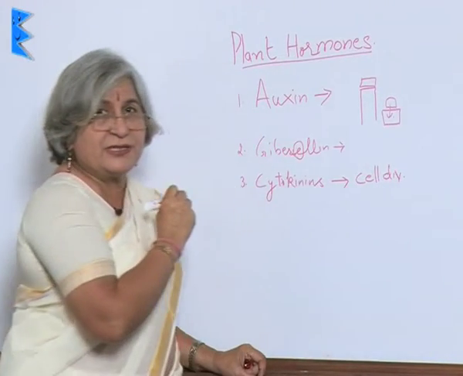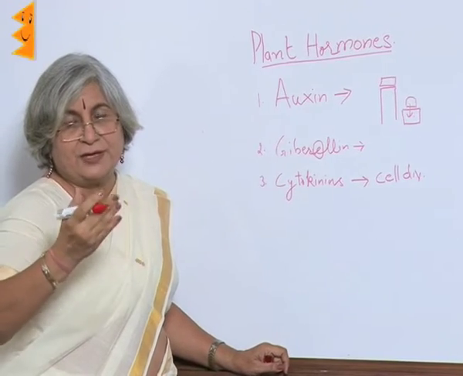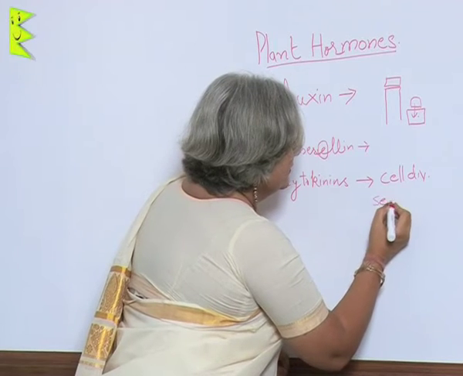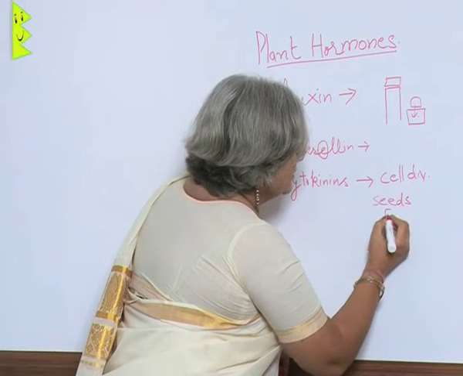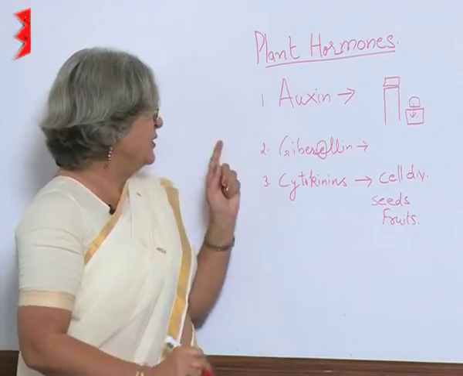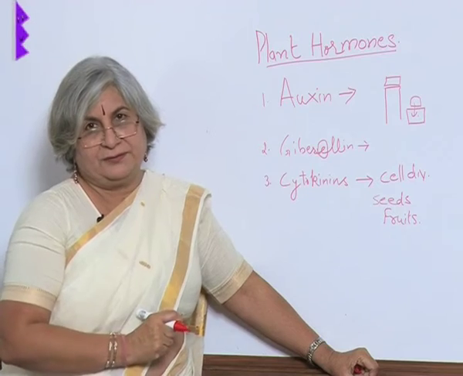Where does cell division take place? Obviously, the parts which are showing rapid growth, like seeds, fruits. So, these three hormones, they induce growth.